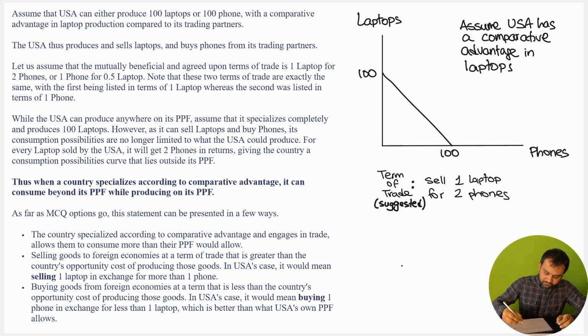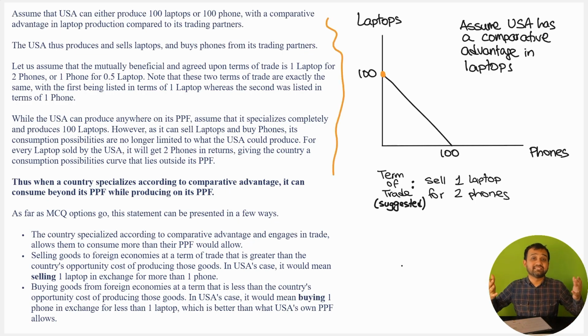So therefore, if it was producing 100 units of laptop, it cannot produce beyond its PPF. It was producing 100 units and selling it to a trading partner at a term of trade of 1 laptop for 2 phones. I discussed this in detail in the previous video, but if you don't want to go back to that, you can read what I've written here. It explains the exact same process.